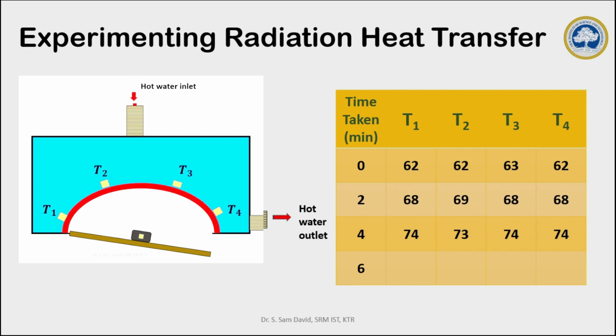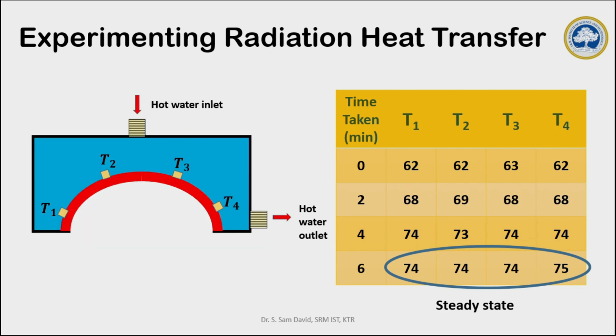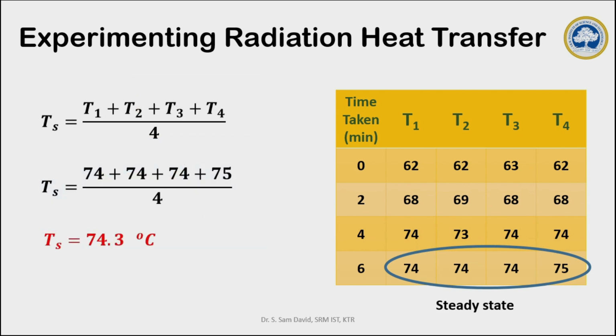Now we can see the difference between the 4th minute reading and the 2nd minute reading is a little high. So we have to go till the next 2 minutes reading. Now we can see that the temperature difference between the 6th and 4th is minimal. So we can assume that the system attains steady state. Once the system attains steady state, we can calculate the average temperature of the particular surface.